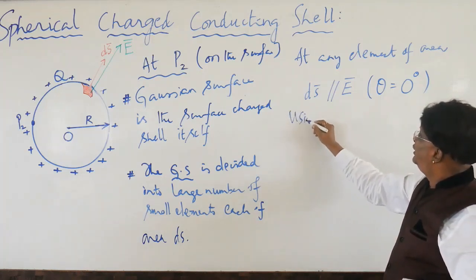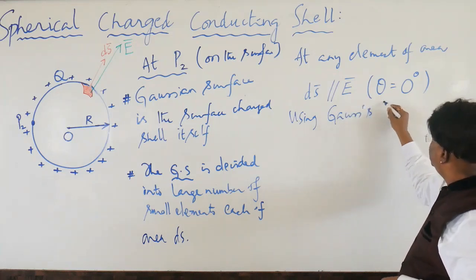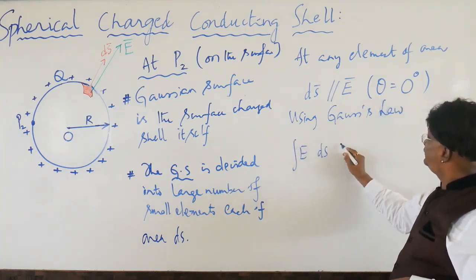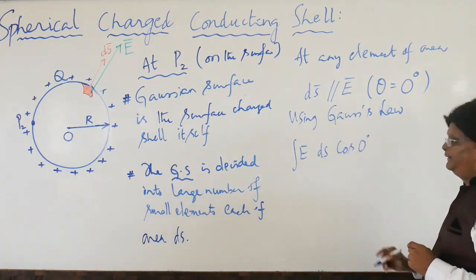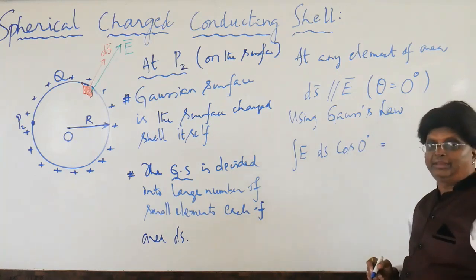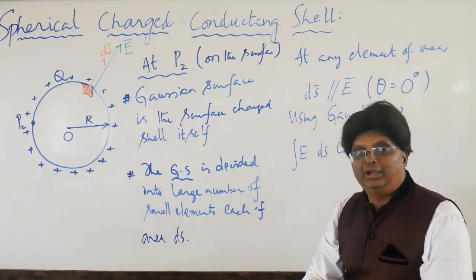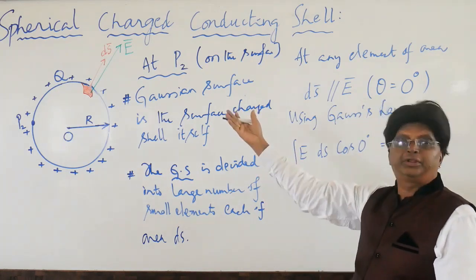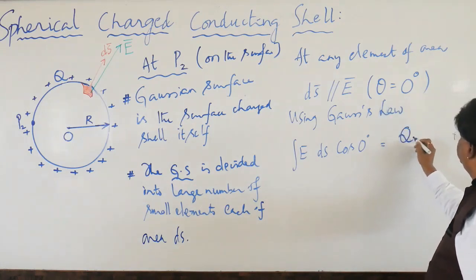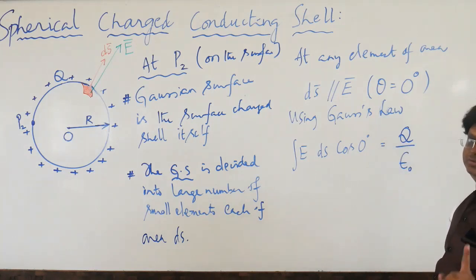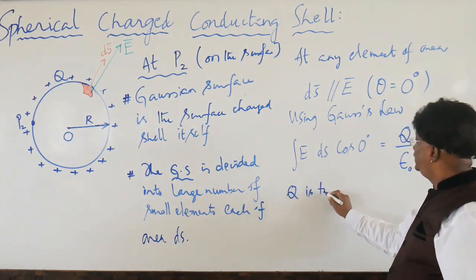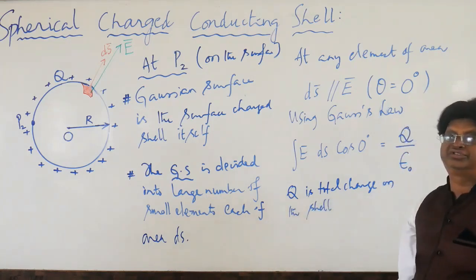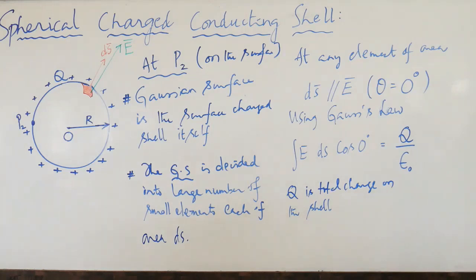Therefore, using Gauss's law, integral E ds cos 0 degrees is equal to, now you see, as earlier I have told you, all the charge resides only on the surface, and now the surface itself is the Gaussian surface. Therefore, what is the charge enclosed? Capital Q is the charge. Is it not? So capital Q by epsilon naught. You please make a mention: capital Q is the total charge on the shell. This is the charge given to the shell.